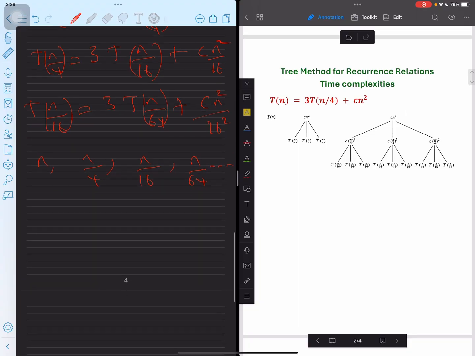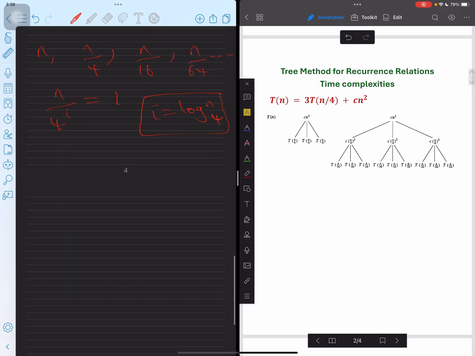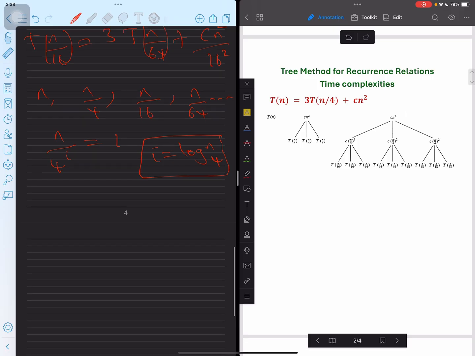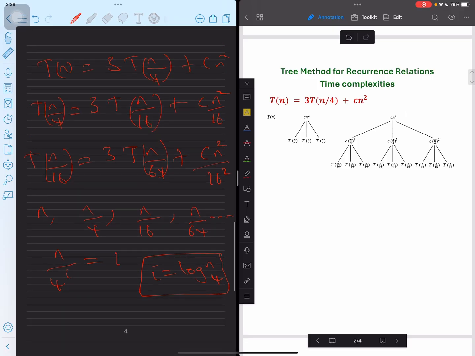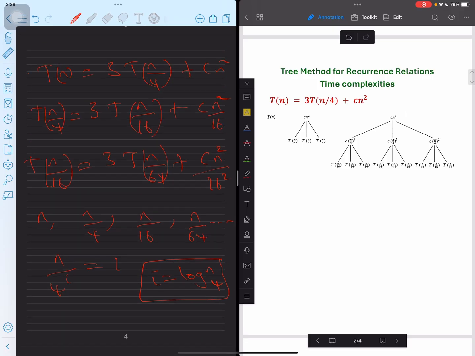All right. So based on this, I can say that the pattern is n divided by 4 to the power of i equals 1, which is at the base case. Then I can say i equals log n base 4. See that? Log n base 4. With this, I know the height of the tree. All right. So now I want to know the pattern of the work done at each of the levels.